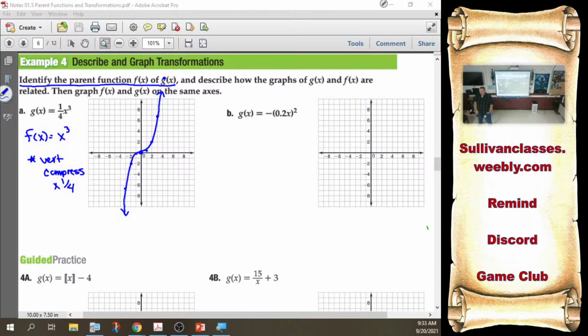Okay. And you notice that with a cubic, having a vertical compression by a quarter didn't actually affect it all that much. Like in the middle, it was a little bit different. But once you got out to 4, 5, 6, it doesn't really matter. And that's because exponents are more powerful than multiplication. So it can be vertically compressed all at once. If you go out far enough, that exponent is going to override it. Okay.